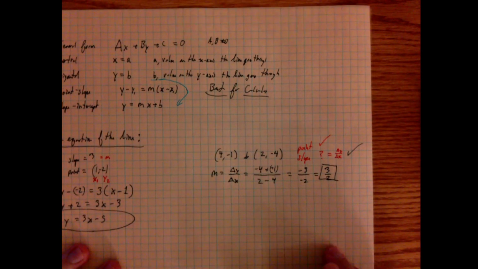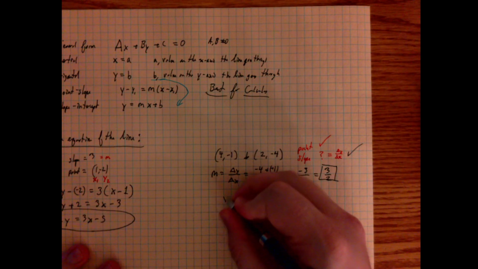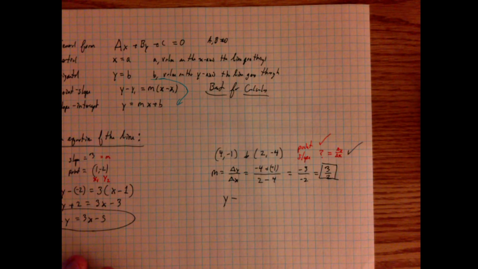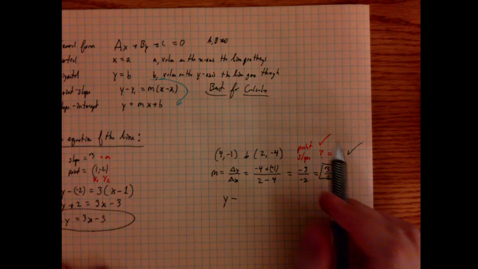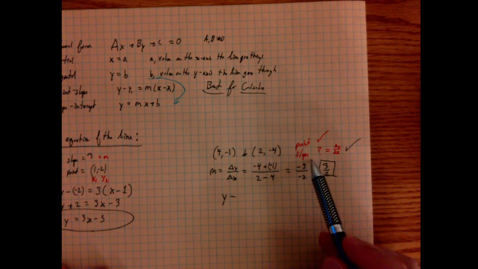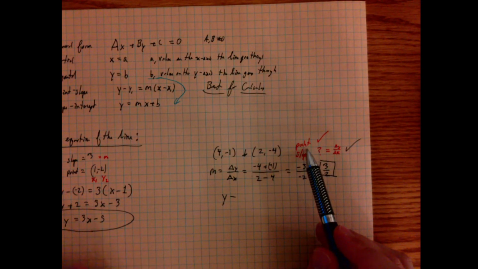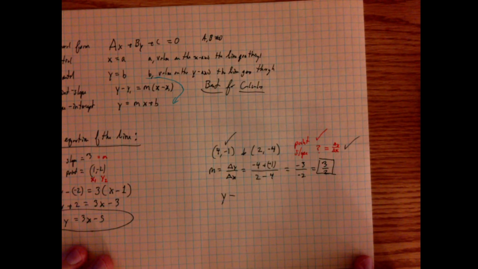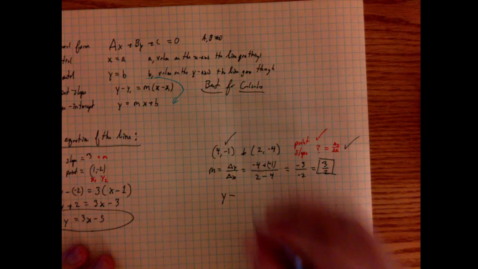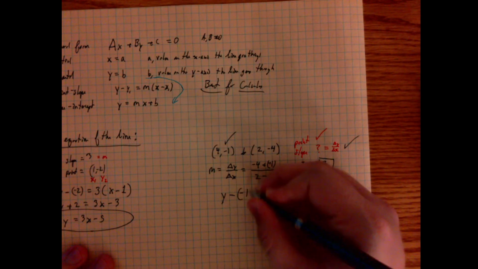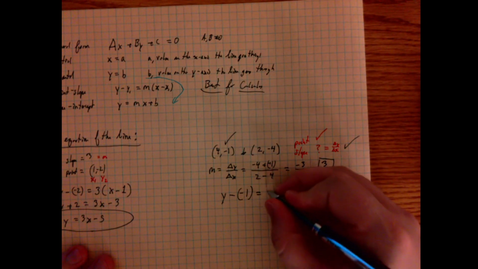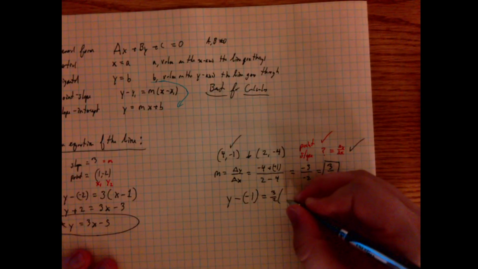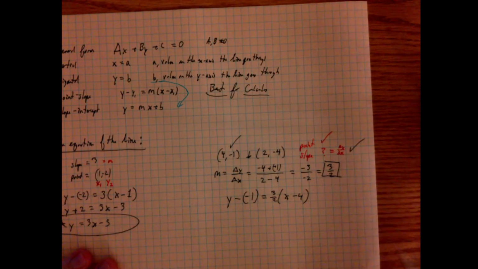Now that I've got the slope, I can plug into that form. Y minus y1. Now, in order to use this equation, remember you need a point and the slope. It does not specify which point, so I can choose either one. I'm going to choose the first one. Why? Because I can. It doesn't matter which one you choose, as long as you choose one of them. I'm going to do 3/2 x minus 4.